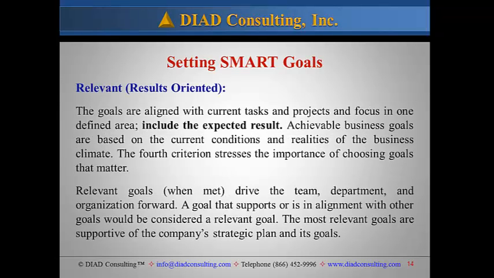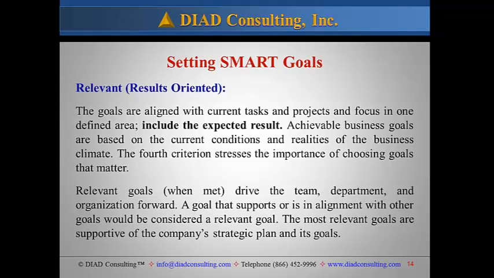Relevant. The goals that are aligned with the current tasks and projects and focus in one defined area include the expected result. Achievable business goals are based on the current conditions and reality of the business's climate. The fourth criterion stresses the importance of choosing goals that matter to you and your organization. Relevant goals, when met, drive the team, department, and organization forward.